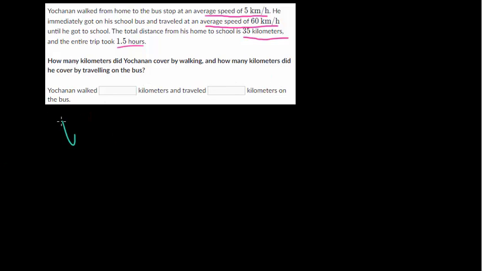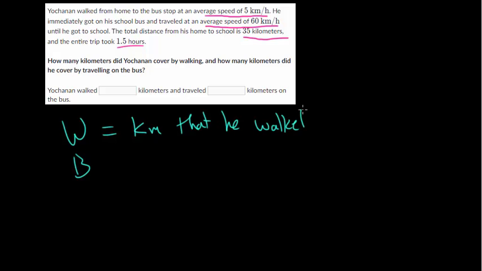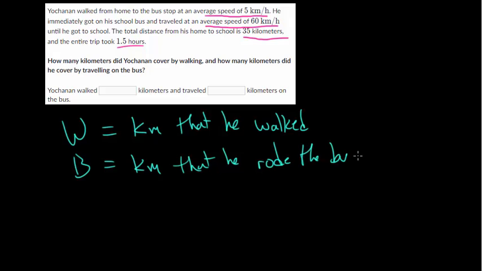So we can use W and B. So this is the kilometers that he walked, whereas B, that's the kilometers that we can say he rode the bus. So we know our variables. Now we need to go back to our information and see if we can come up with some equations here.